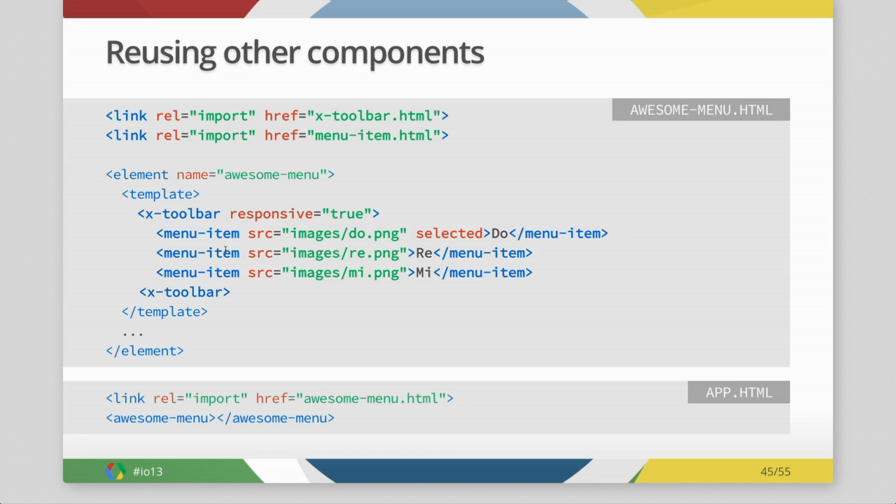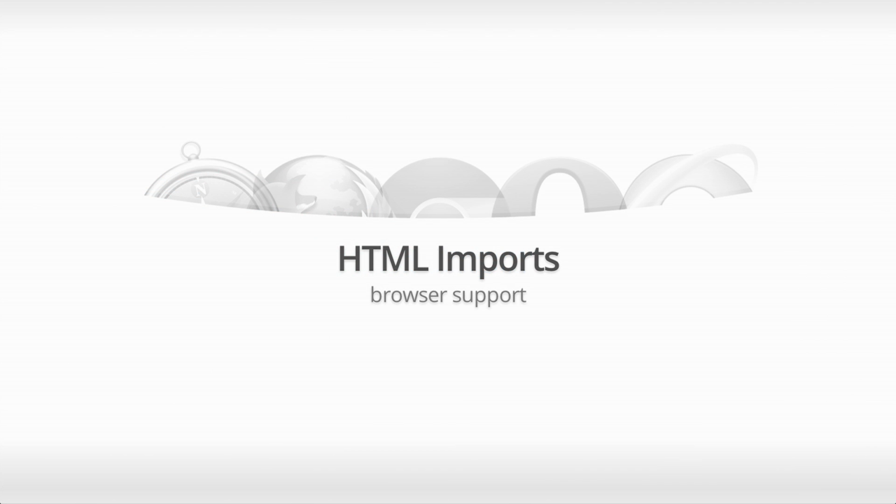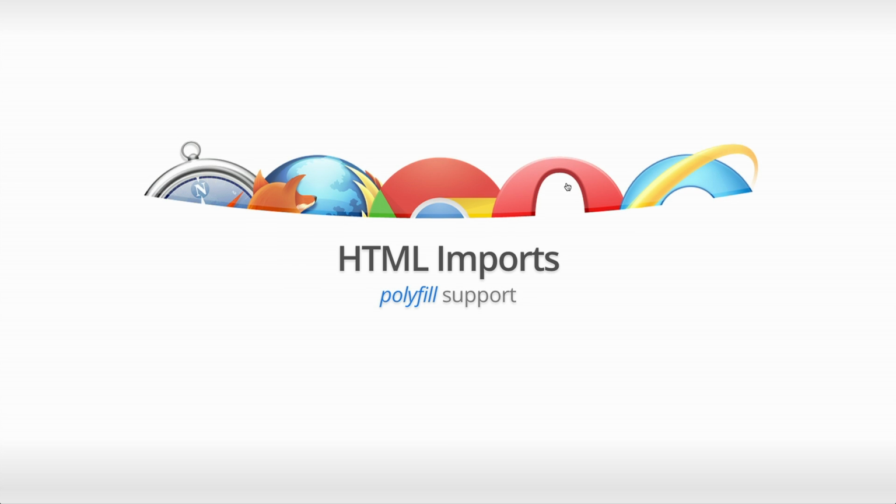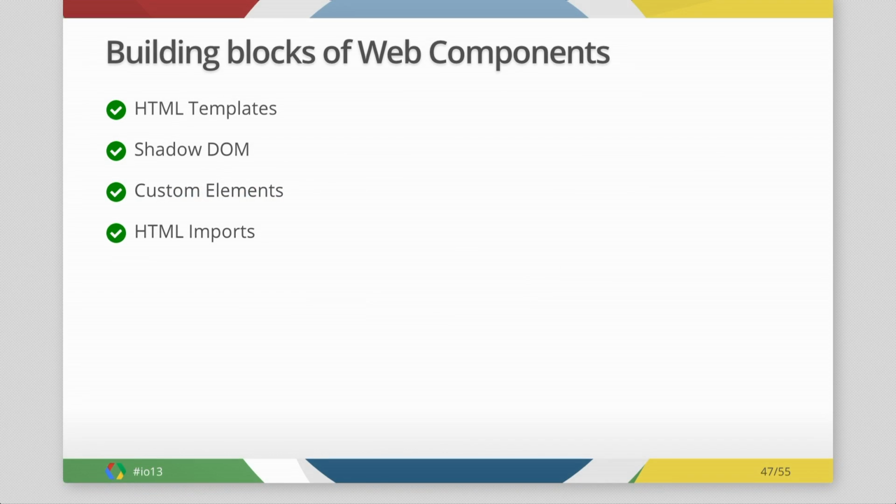Kind of boggles your mind. But it's super, super handy and really, really powerful. At the bottom, this is what somebody would use, my awesome menu. They would just instantiate the tag, and then they would link rel import that. Very, very cool. This one is not supported anywhere yet. But it's polyfilled, so you can check out the session after this to learn more about it.